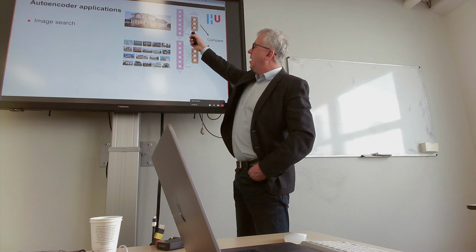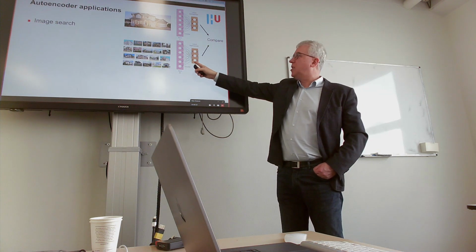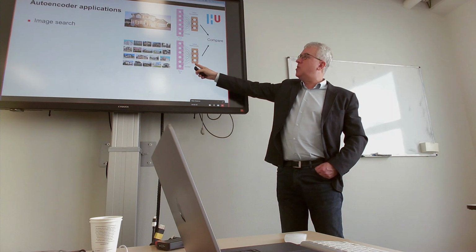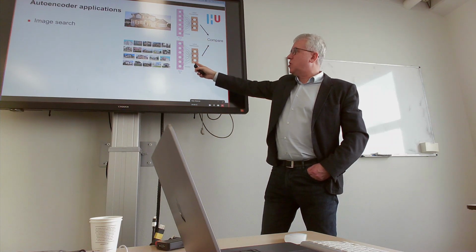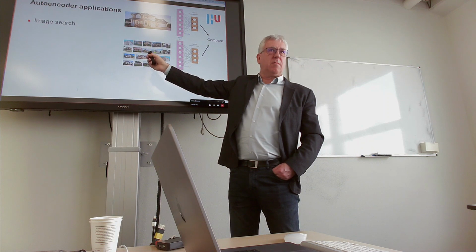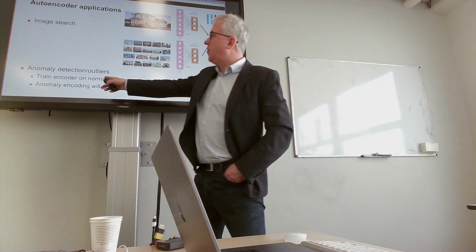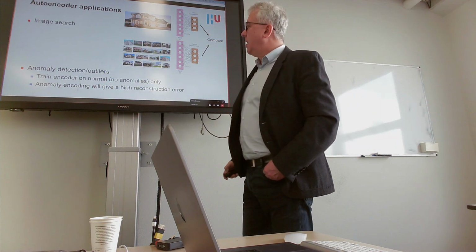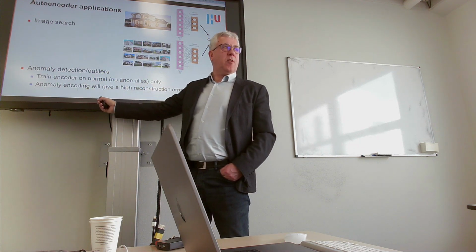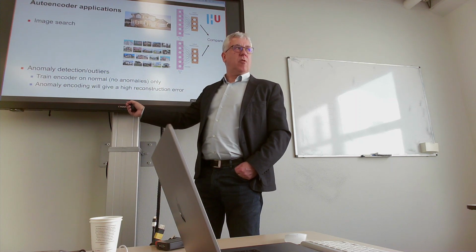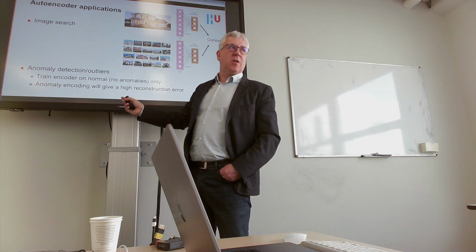If I train this on houses, it will generate a latent representation which is very close to this one. So you compare it, and if it's close or the same, then you know that's also a house. And the other way around, you could use it for anomaly detection or outlier detection, because you can train your encoder first on normal data, and if you input some other information which is quite different, then your latent representation will be quite different as well. So you can tell, this is not a house, this is a cat or whatever.